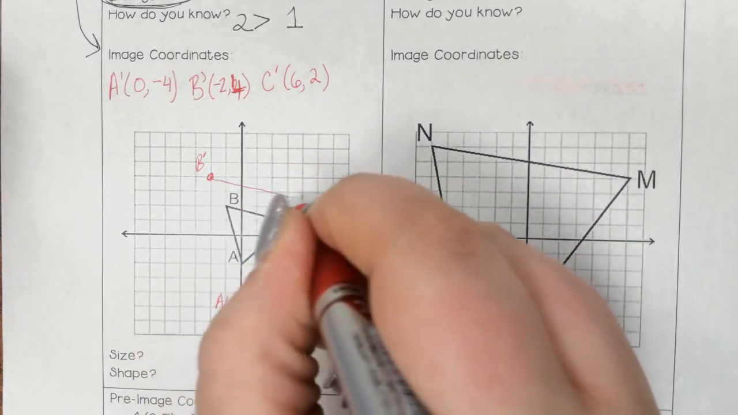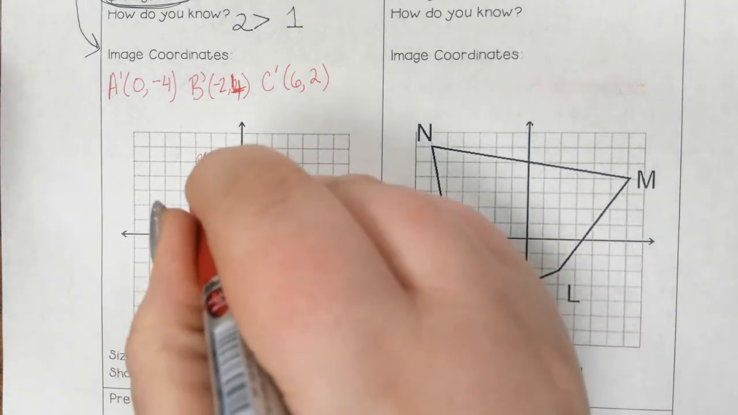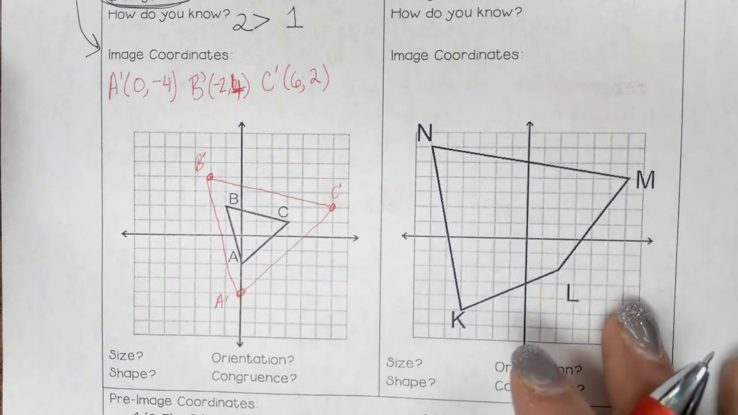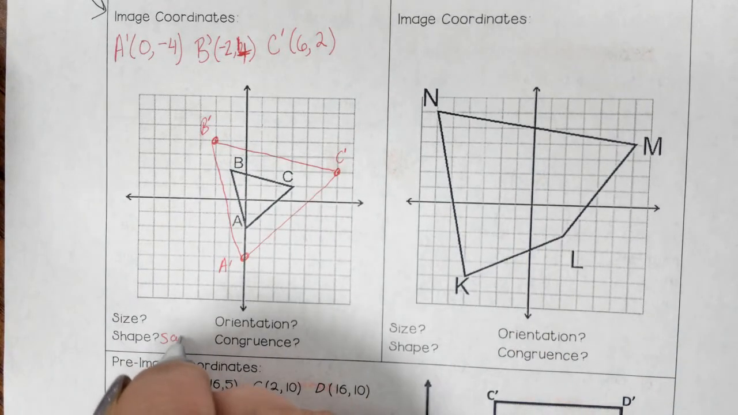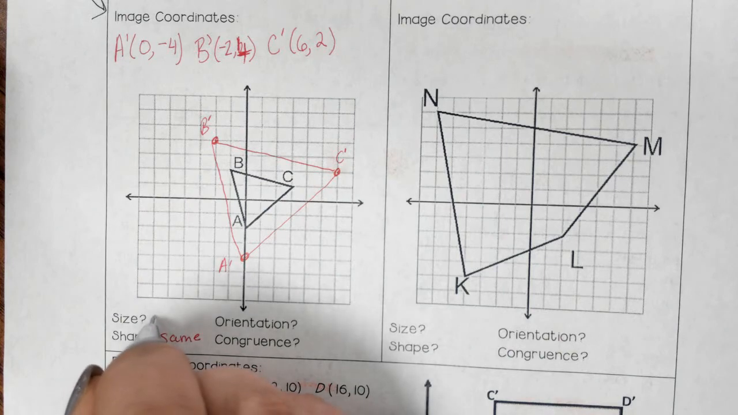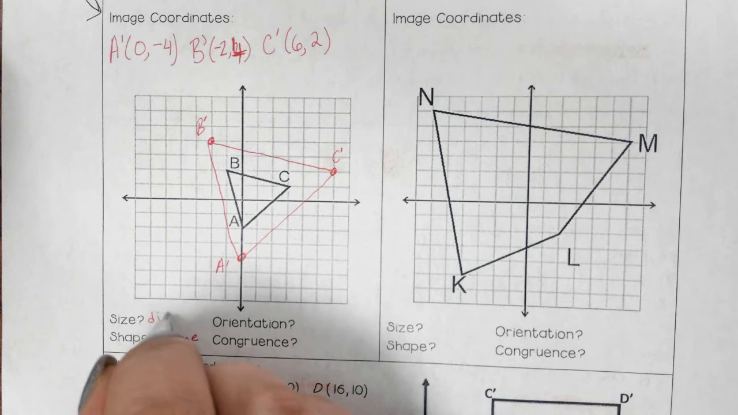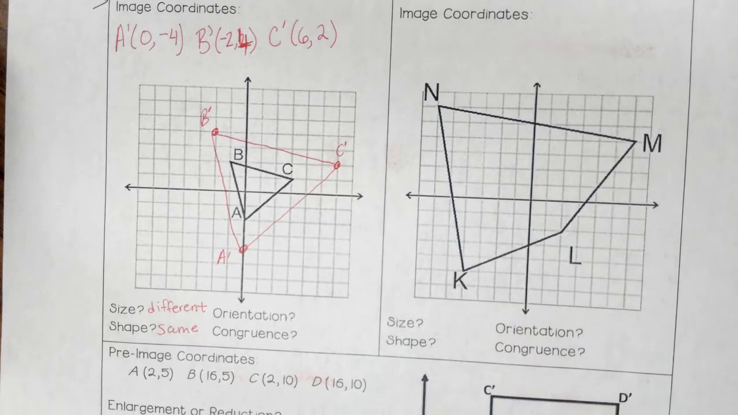Then we can just connect the ordered pairs. And we see that our triangle is the same exact shape, just way larger. We have the same shape. The sizes are not the same, it's larger. So I'll put the size is different. The orientation, notice, is the same.